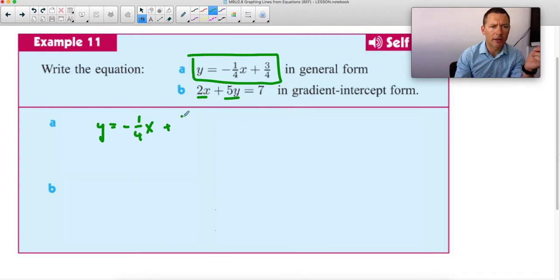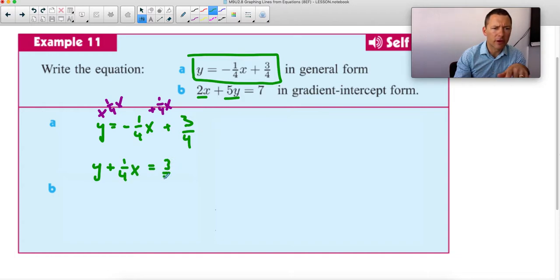So I'm going to rewrite it. I'm going to try to get x's and y's both on the same side. So let's add 1/4 x to both sides. Like that. You end up with y plus 1/4 x. Doesn't really matter what order they go in. Equals 3/4. It's pretty good, but I want whole number, whole number, whole number.